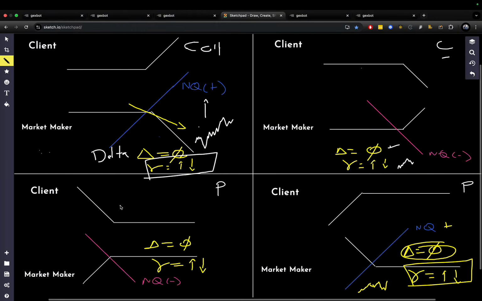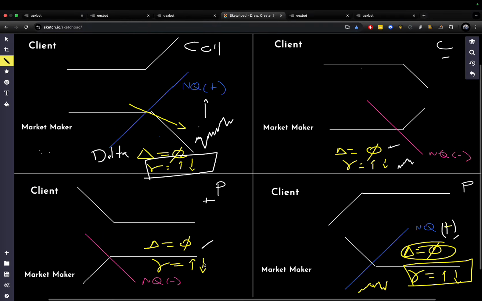If there is a put and the client buys the put, so the market maker sells the put, he needs to sell futures to be delta neutral. And again, as the price moves, gamma will tell him to buy and sell. And the last one is if the client sells a put, the market maker buys the put. He needs to be delta neutral, right? So he needs to buy futures.